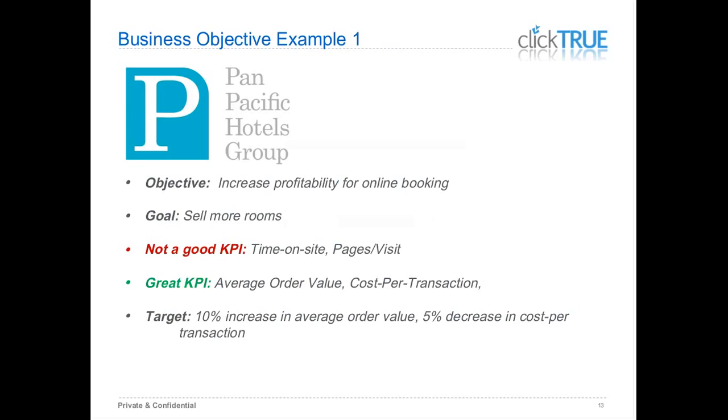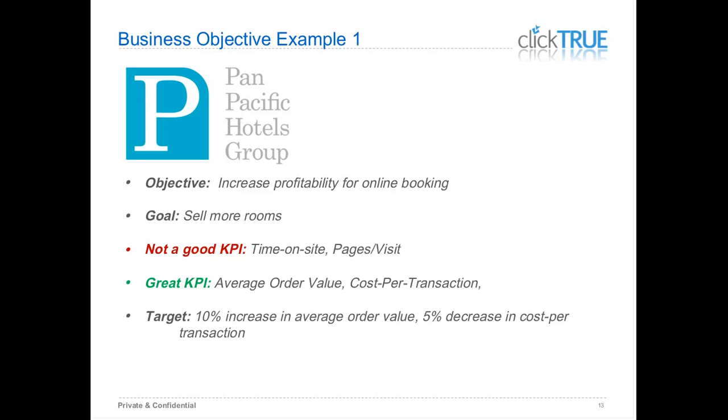So for a client we have, the objective was to increase their profitability for their online bookings, all right? So the goals we set for ourselves were to simply sell more rooms, right? So a KPI that we didn't set for their marketers was, for example, how long are people using their site, how many pages are users visiting in a session. These are really pointless KPIs for them.